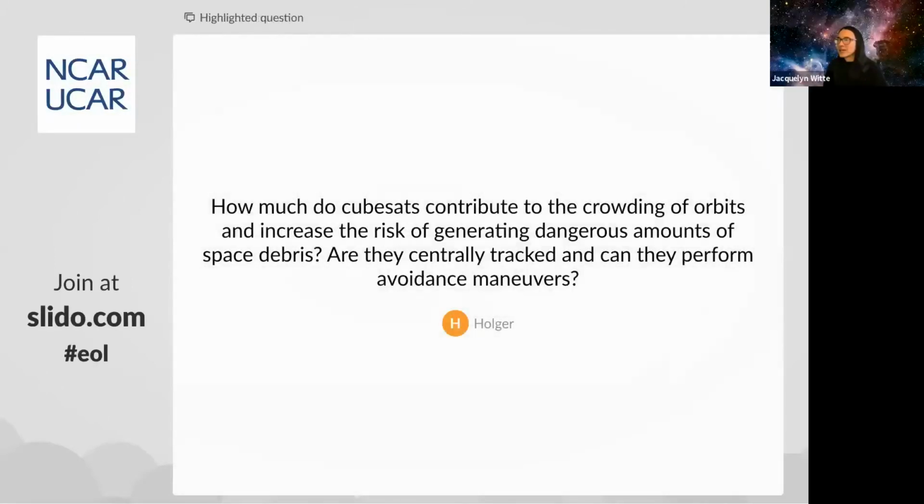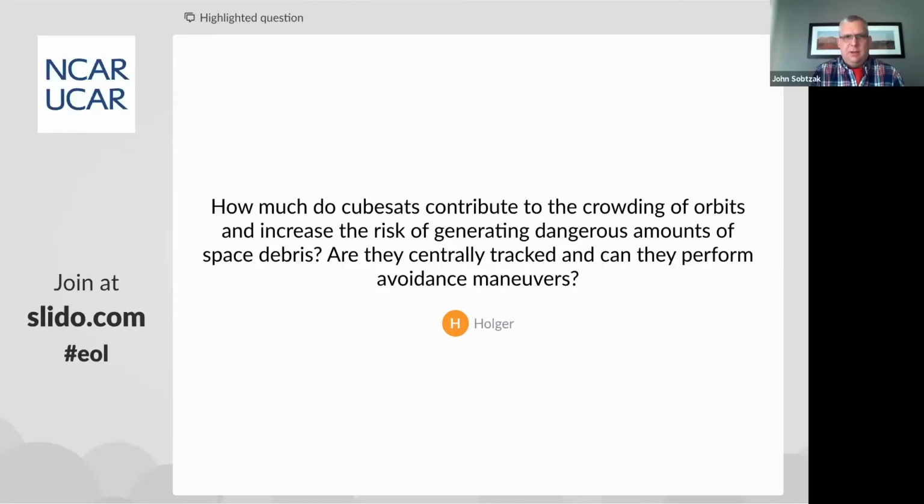Thanks, Terry. We have a question from Holger Vimmel. How much do CubeSats contribute to the crowding of orbits and increase the risk of generating dangerous amounts of space debris? Are they centrally tracked, and can they perform avoidance maneuvers?